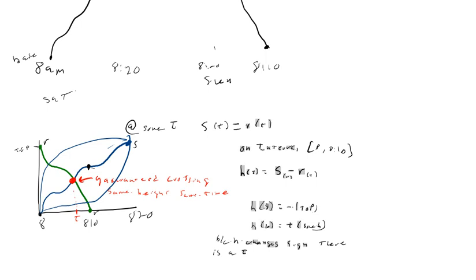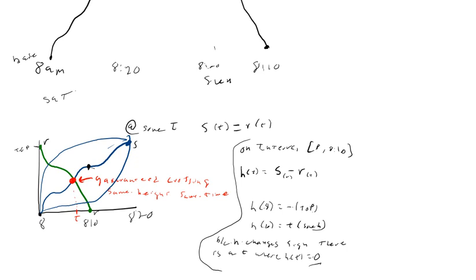There's a t where h of t equals 0. And that's how we would show this evidence. Something like that. H of t equals 0 where the lines meet, where the height is equal.